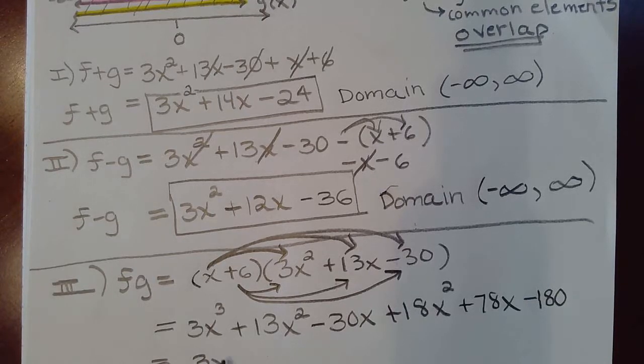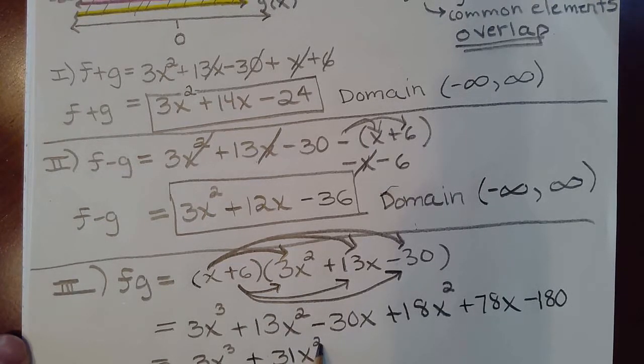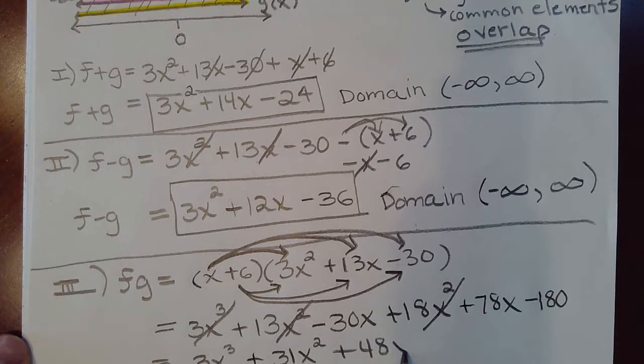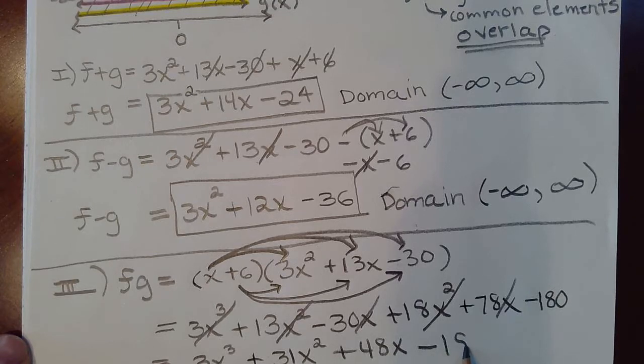So we have a cubed term. For the squared terms, we have 13 and 18. And that's 31 on that x squared term. And you can go ahead and cancel those out so you don't combine them with anything else. Then as far as the negative 30x and the positive 78x, when you combine those, that's positive 48 on your x term. So those are combined, and then negative 180.